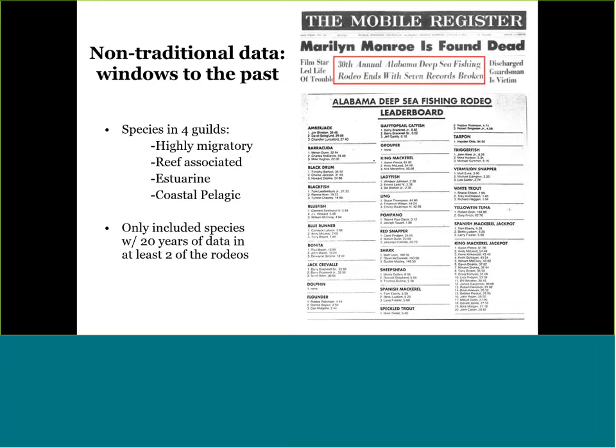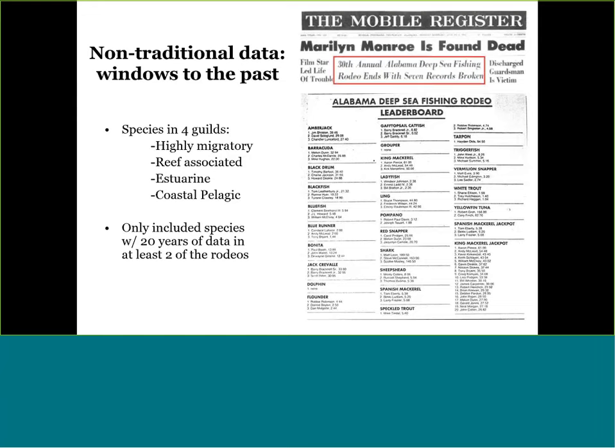Well, it turns out that we didn't really have to rely on pictures because we even had another advantage. And that is that going back for the entire history of these tournaments, the leaderboards were published in newspapers. So, for instance, in 1962, the day after Marilyn Monroe died, they published the leaderboard for this Alabama deep sea fishing tournament. And so we have a record of the size of fish that won. So the fishermen did all the work, right? They went out and they caught the fish and they weighed the fish and they even wrote down the weights. And then we're just able to go look in the newspapers and extract those data and then plot them up through time.